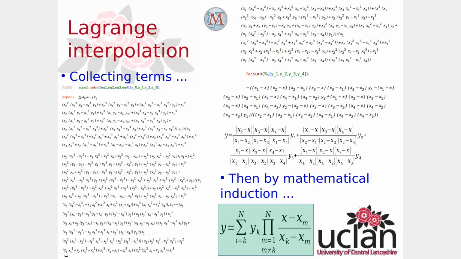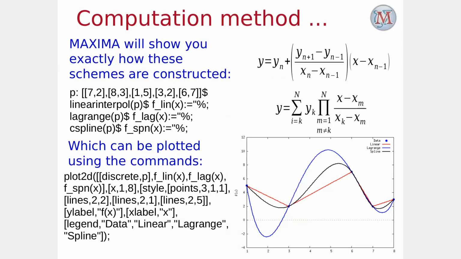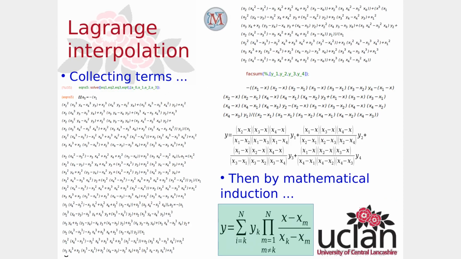So we could continue that process, and you can prove the formula by mathematical induction. The formula says that it's yk times a product from n equals 1 to n, so the number of points that you have, or the number of constants within the polynomial, while m is not equal to k, and you'll find that plugging that in will result in these particular polynomials. However, the computational method is much simpler than going through this process every time.